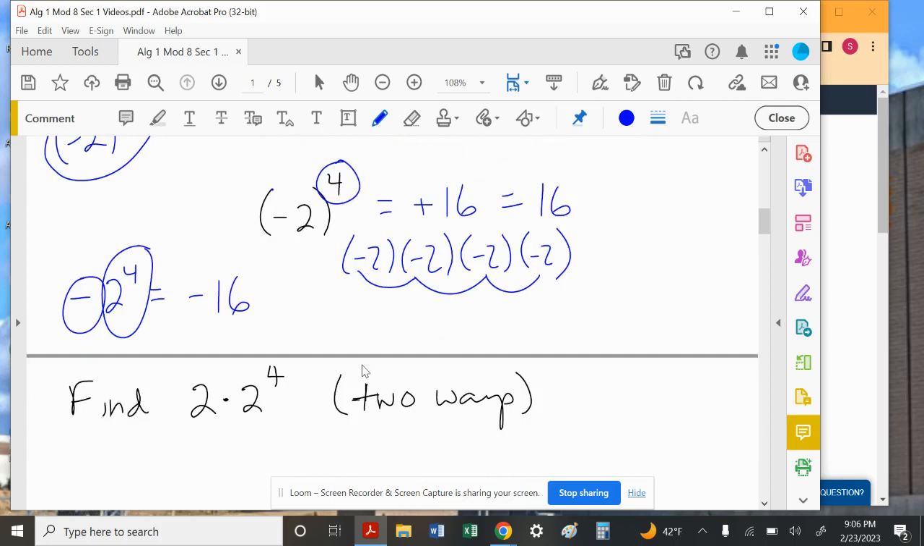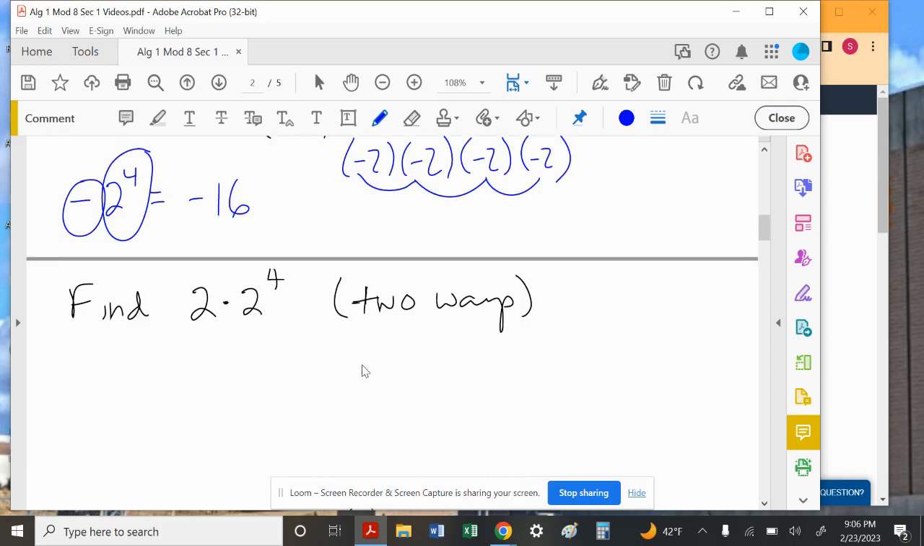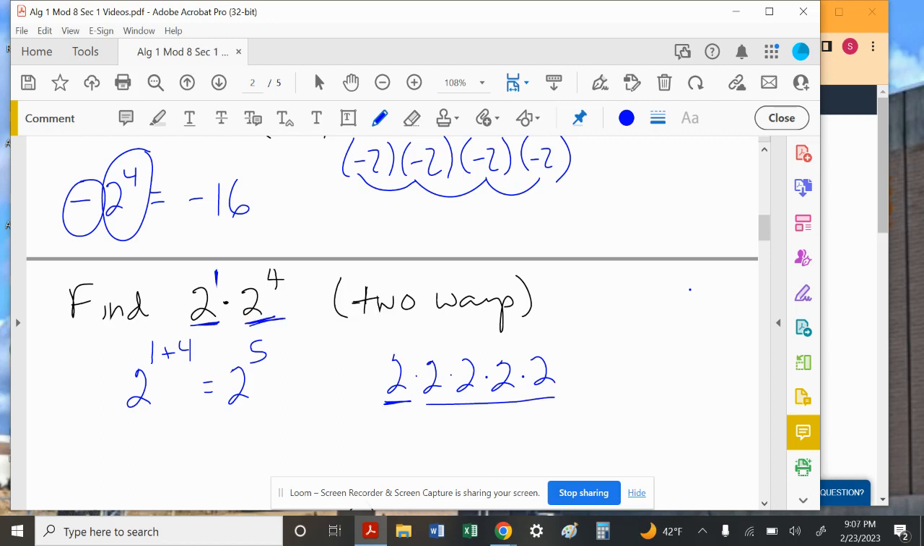Okay, so now, how do we find 2 times 2 to the fourth? Well, we can use the property that we have above. Notice that we have a pretend 1 there, so we can see that a 1 actually exists there. So this would be 2 to the 1 plus 4, which is 2 to the fifth power. That's one way to do it. We can also see, of course, that that is 2 times 2 times 2 times 2 times 2. Now, why do I know that? Here's the first 2. And then here are the other 4 2's. And how many 2's total are there? 5. So it's 2 to the fifth. And of course, we know 2 to the fifth is 32.